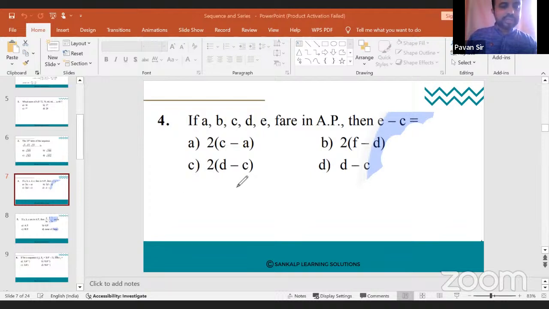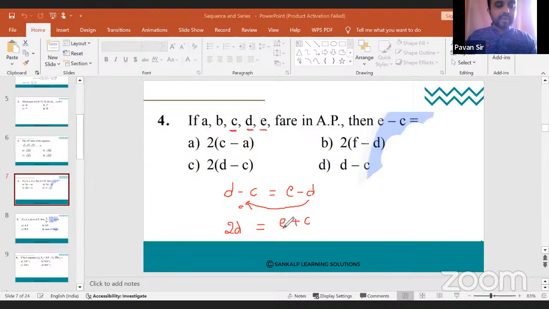If A, B, C, D, E are in AP, then E minus C is what? So, just check here. D minus C is equal to E minus D. Why? Because if they are in AP, common difference should be same. D minus C is as good as E minus D. So D minus C means, just interchange the terms, D and D. D if you transpose to the other side, it will become 2 times D. Minus D will become plus D. So it will become 2 times D. And C you transpose to the other side, E plus C, or you can say C plus E.